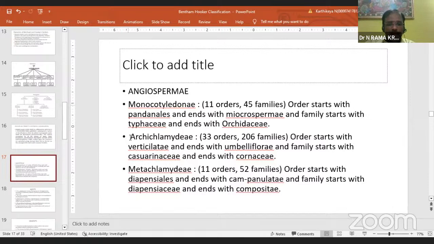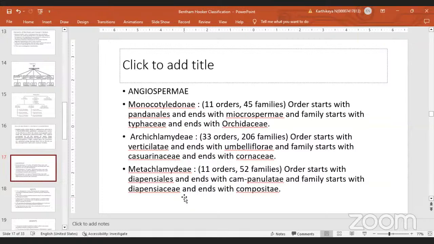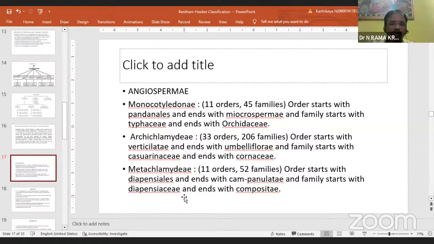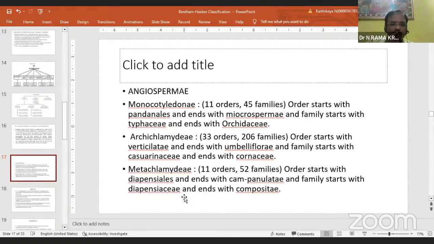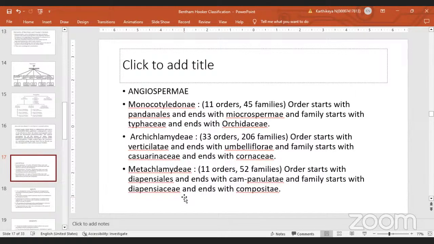Again, the dicots are divided in two, that is Archichlamydae and Metachlamydae. Is it clear? Anybody respond? Yes, sir. How many divisions are there in Engler and Prantl's classification? 13, sir. 13 divisions. Very good. Out of 13, how many are cryptograms? 12. What is the 13th one?